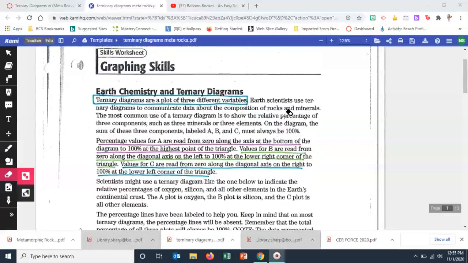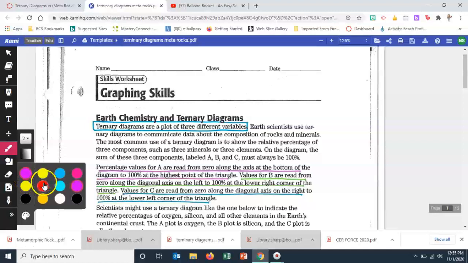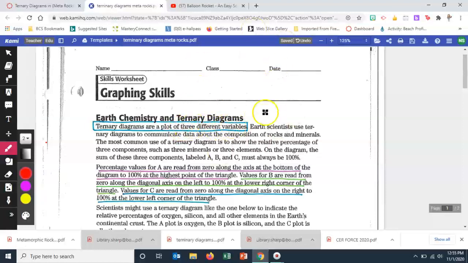So today we're going to be talking about ternary diagrams, which are diagrams that we use to help us figure out any type of information using three different variables, and that's what this is saying here. Ternary diagrams are a plot of three different variables. So we can use this in any of our three series of rocks in our rock cycle, our igneous, sedimentary, or metamorphic. We're going to be talking about it today with metamorphic.